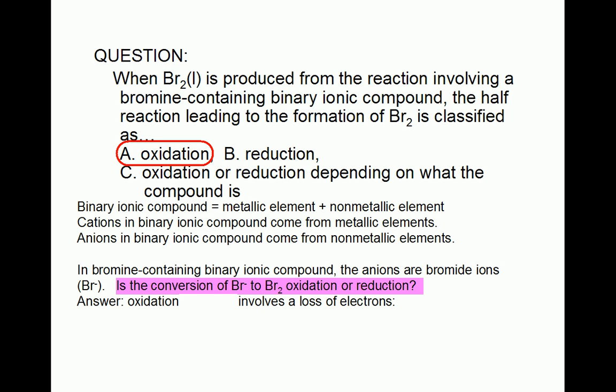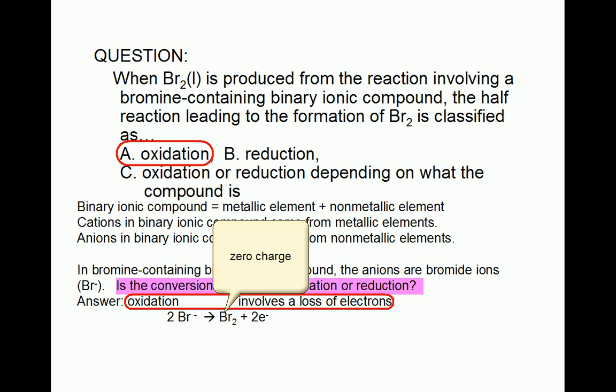Because the process involves a loss of electrons, it is defined as oxidation. The opposite of oxidation, gain of electrons, is reduction. Here's a symbolic representation for the conversion of bromide ions to diatomic bromine molecules. A bromine molecule is electrically neutral. Since we are starting with two bromide ions, each with a -1 charge, we indicate that the two negative charges are carried away by two electrons.